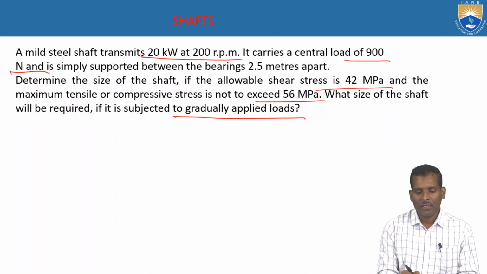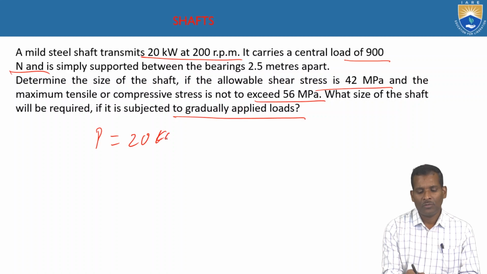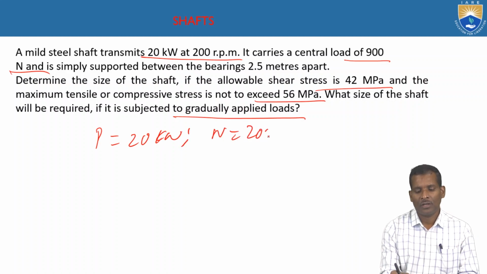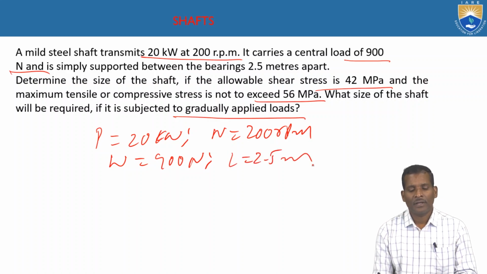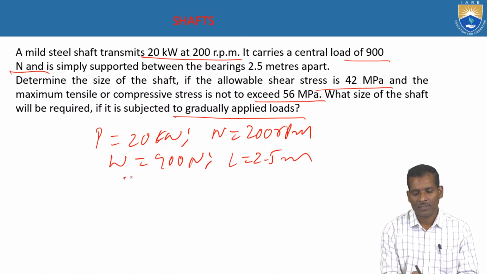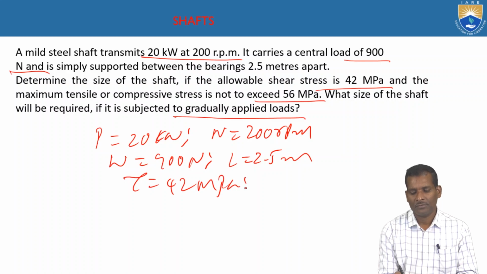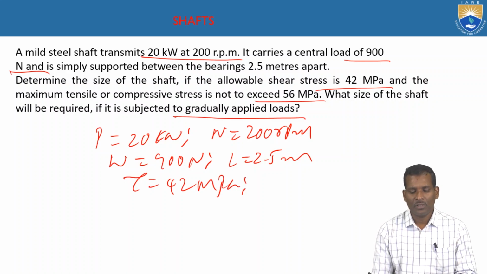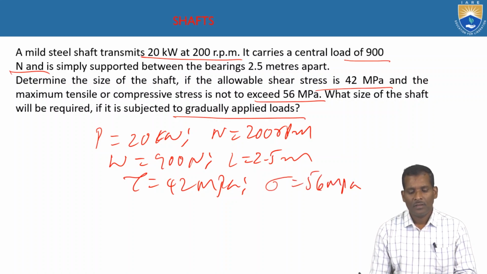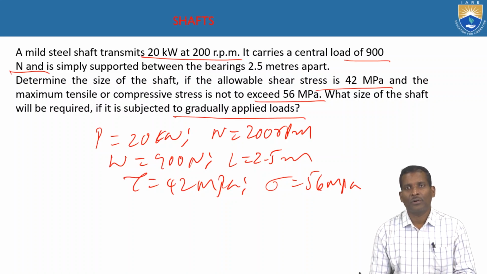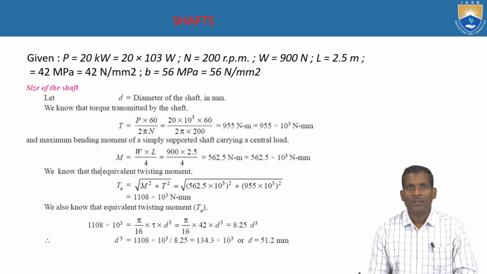So here the given data: P is equal to 20 kilowatts and N is 200 rpm, the central load W is 900 newtons and the distance L is 2.5 meters. Determine the size of the shaft. The allowable shear stress is 42 megapascal and compressive or tensile stress not to exceed 56 megapascal. So your condition is gradually applied load given. So what size of the shaft will be required?